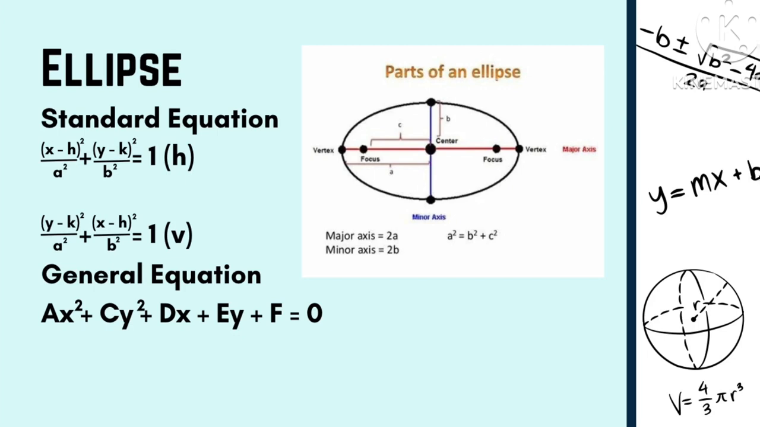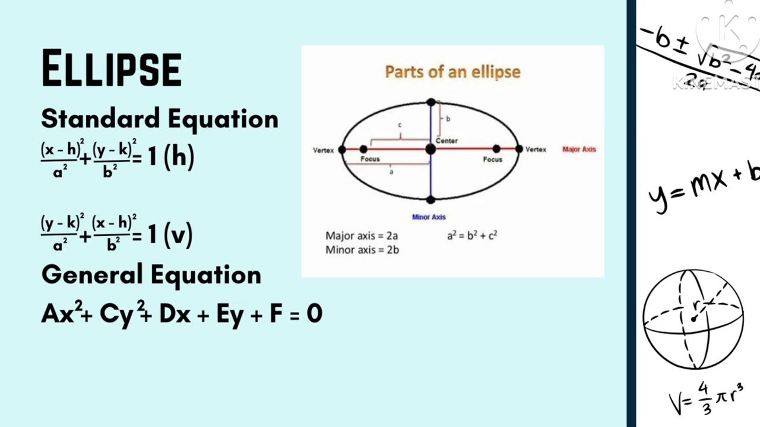So moving on to our third conic section, which is our ellipse. When we talk about an ellipse, this is usually an oval shape. It can be horizontal or vertical. The standard equation for our ellipse is (x minus h) squared over a squared plus (y minus k) squared over b squared is equal to 1. This is when it is horizontal.